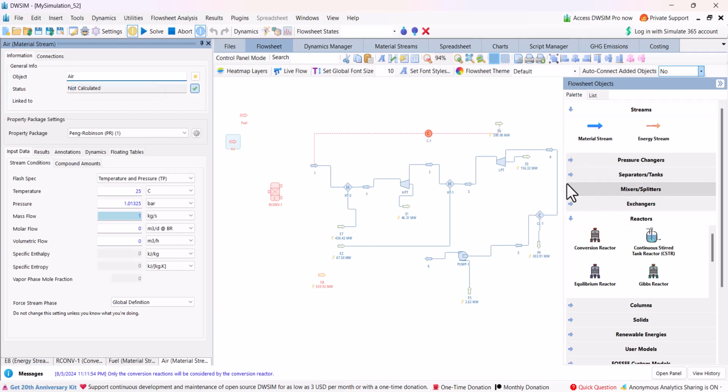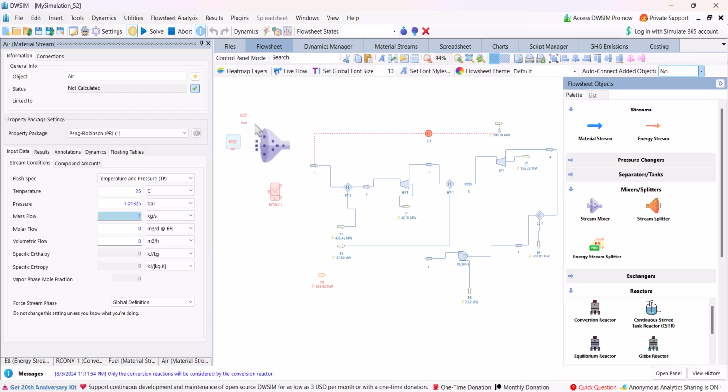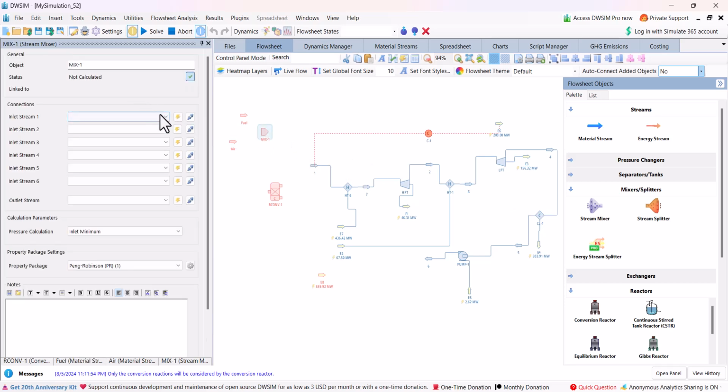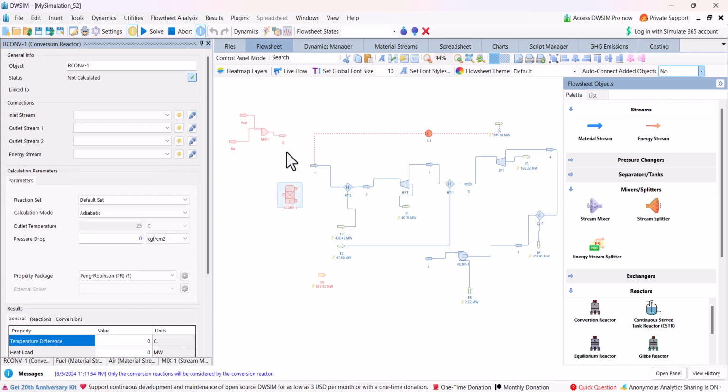And then we go to add stream mixer, where we will mix both fuel and air. There's also one of the problems with DWSIM. It does not have two inputs in the conversion reactor as it is. So we need to first mix both fuel and air and then use that mixture in the reactor. So we added stream 10 there.